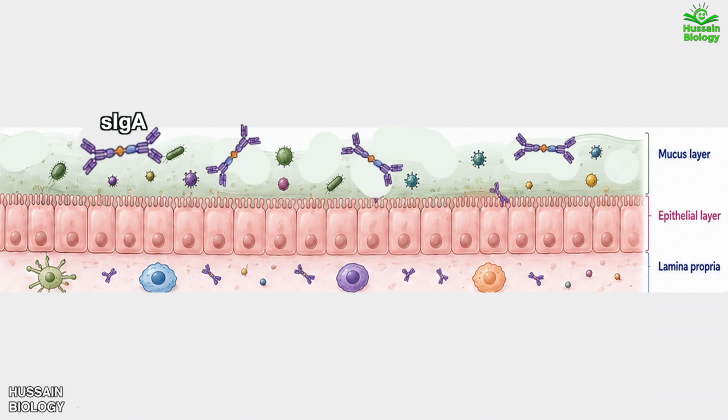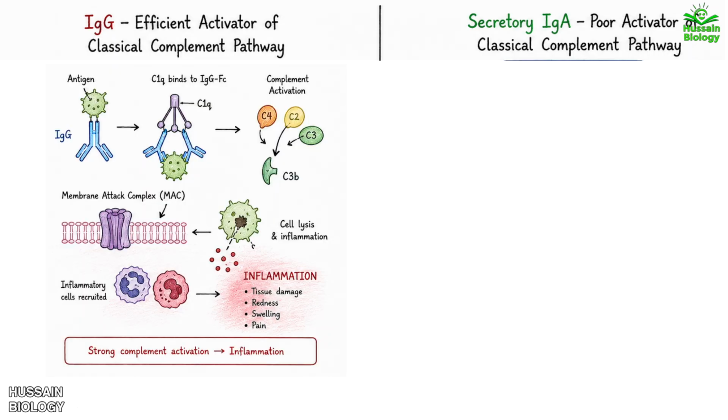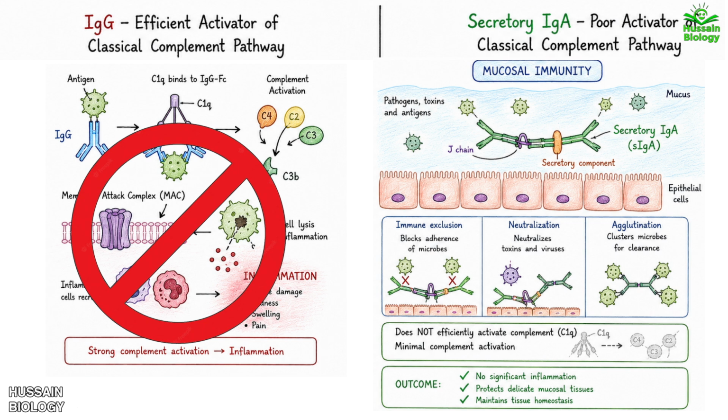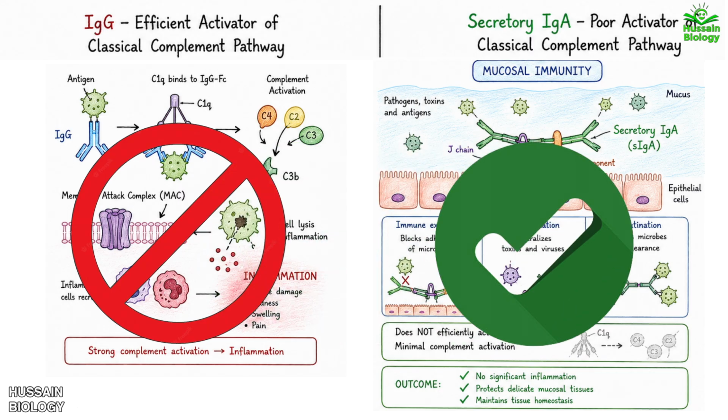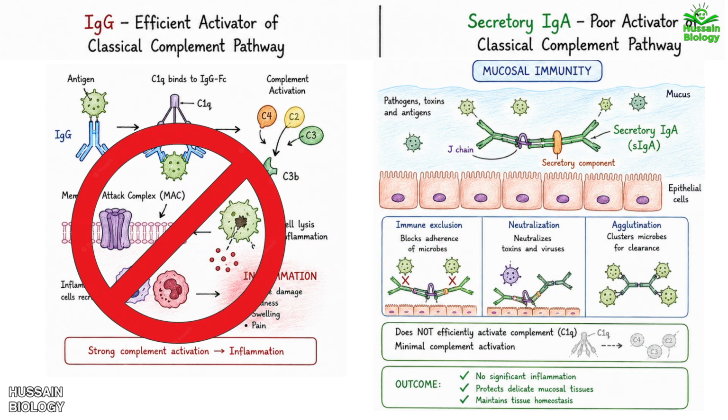Unlike IgG, secretory IgA does not efficiently activate the classical complement pathway, thereby minimizing inflammation and protecting delicate mucosal tissues. Thus, secretory IgA provides effective immune protection while preserving tissue homeostasis at mucosal surfaces. So this is what mucosal immunity is.